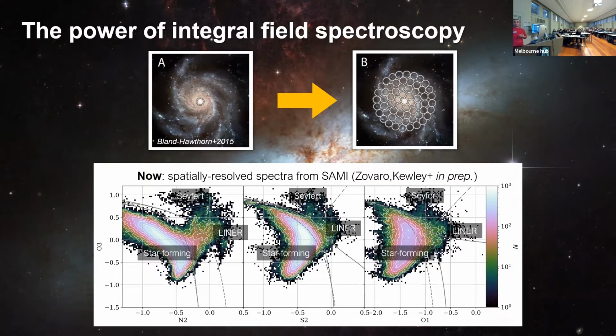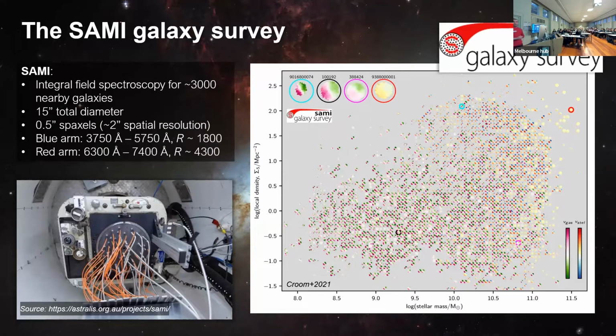For example, this is a plot in the upcoming paper where I've taken all of the spaxels from all the galaxies in the SAMI survey and put them on this diagram. This gives you an idea of the spatially resolved nature of what's happening in our nearby galaxies. The SAMI Galaxy Survey, as you'll learn about all tomorrow morning, gives us integral field spectroscopy for some 3,000 nearby galaxies. I'll leave the technical specs to be explained by whoever's giving the talk tomorrow.